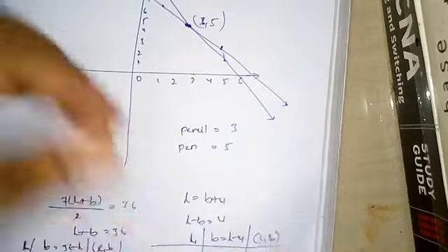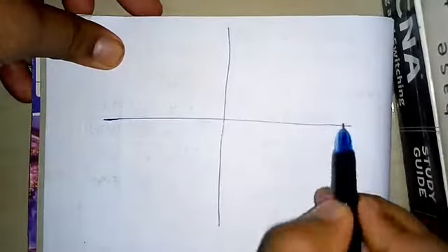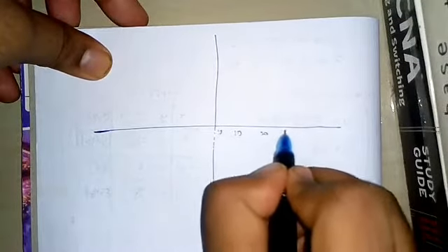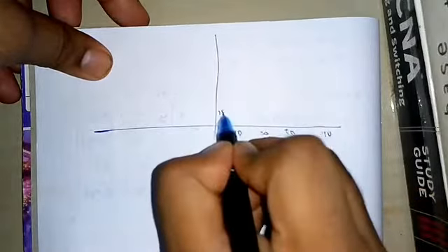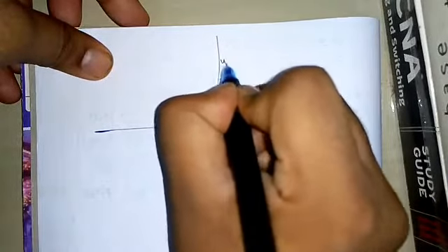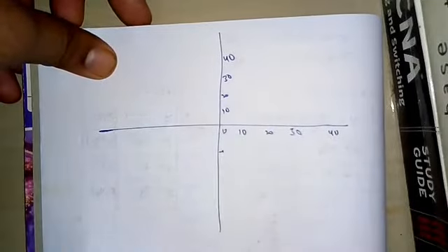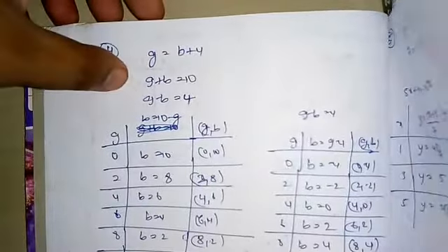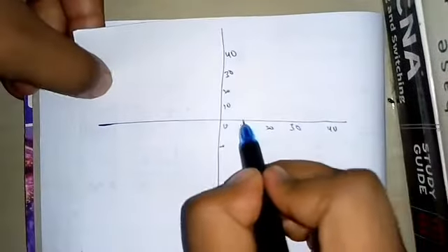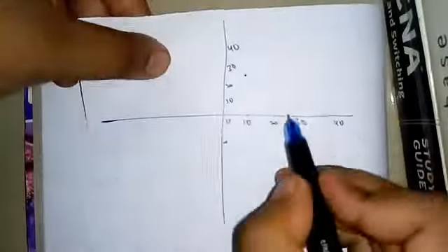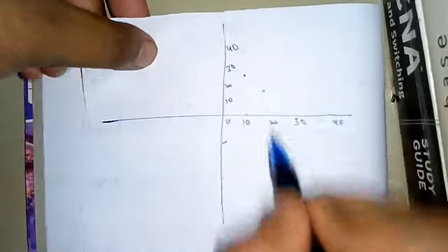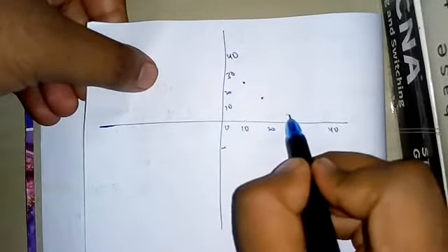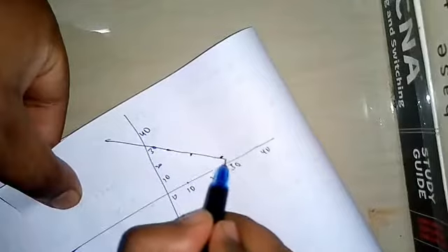Let's show that in graph. Plot the graph. 0, 10, 20, 30, 40 on both axes. Let's plot. First point is 10 comma 26, somewhere here. Next point is 20 comma 16, somewhere here. Next is 30 comma 6, here. If you join these points, you get a straight line.